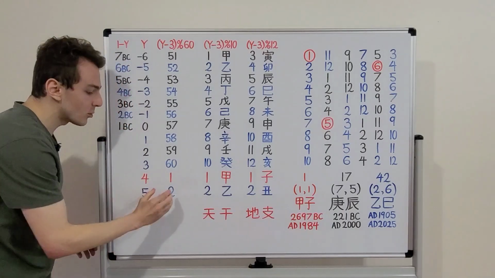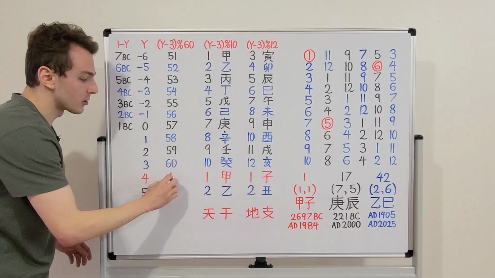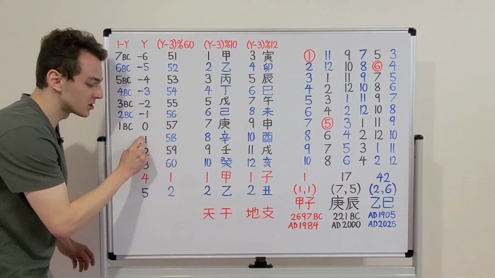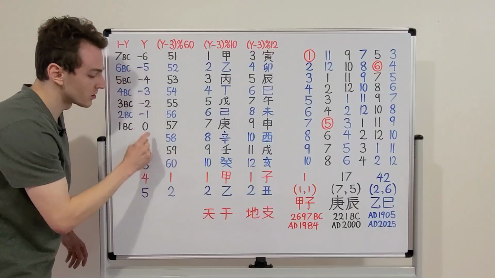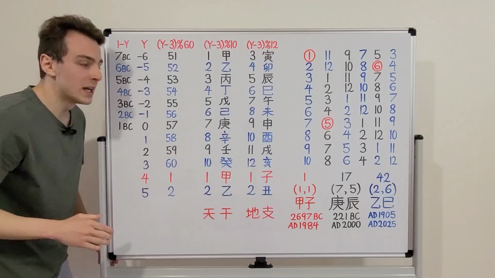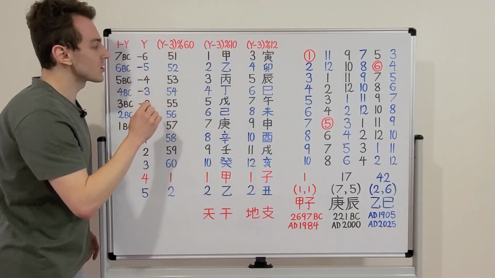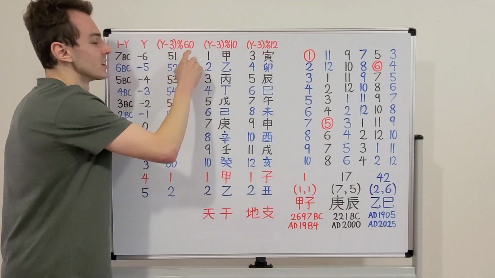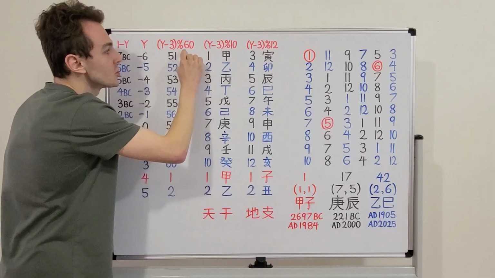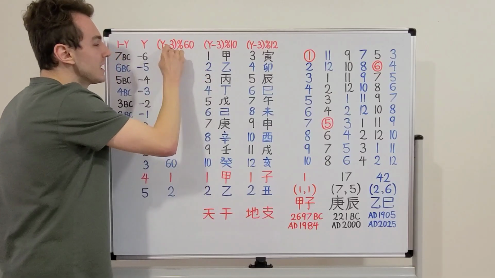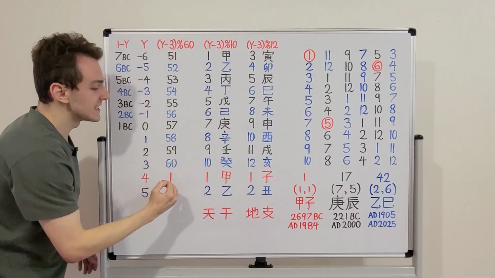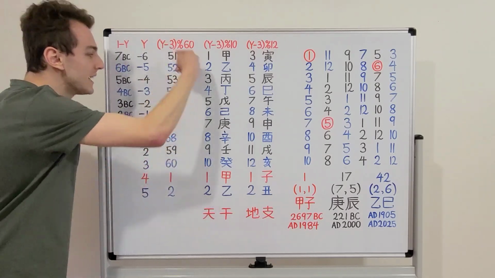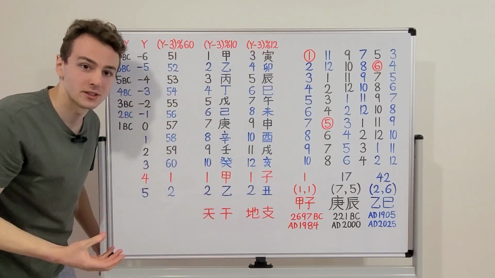If we want to synchronize the start of this cycle with y equals 1, so that 1 corresponds to 1 and 60 corresponds to 0, then we have to subtract by 3. So that's why we have y minus 3 mod 60. So this is modular arithmetic, and the modulus is 60. And we need this -3 in order to synchronize the start of this cycle. So this cycle repeats every 60 years.